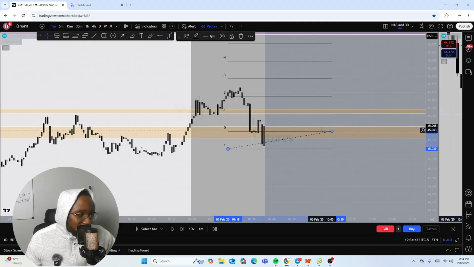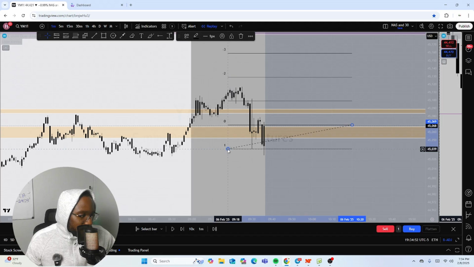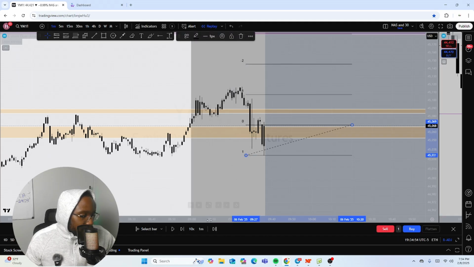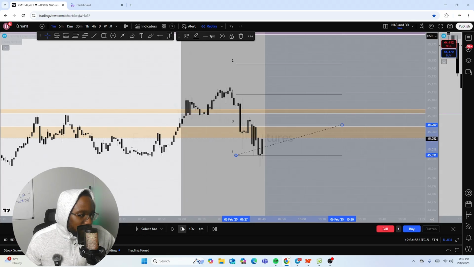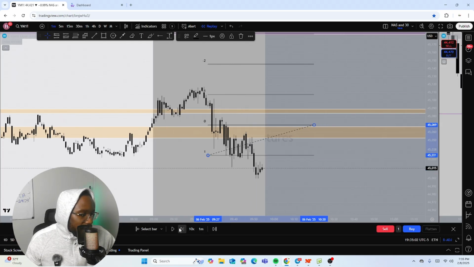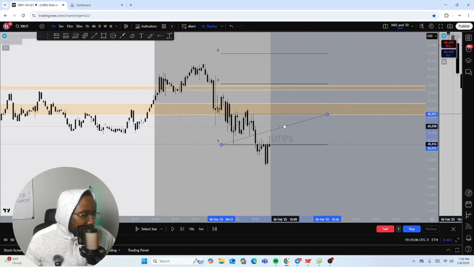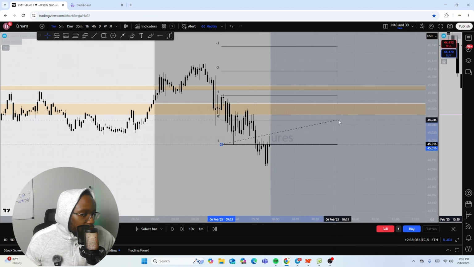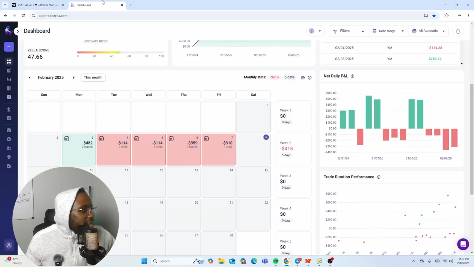I possibly took another setup when price dropped again. I would have took it right here. Let's see, does it make sense? Nope. Prices kept dropping, bro. I got cooked. I took another setup like this, with a smaller stop loss, and I got cooked. I can't lie to you, I got cooked this day.